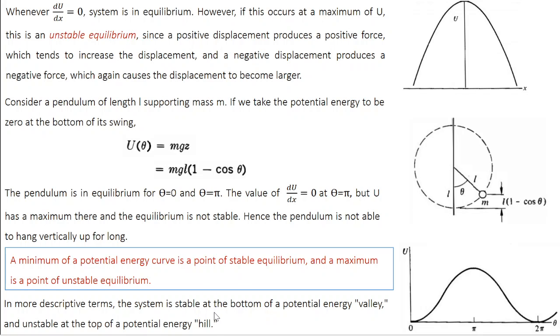So in other words, a system is stable at the bottom of a potential energy valley. For example, 0, 2 pi, all these are valley points. Here, the system is stable, and the system is unstable at the top of the potential energy hill. So pi is the energy hill, here it is unstable.